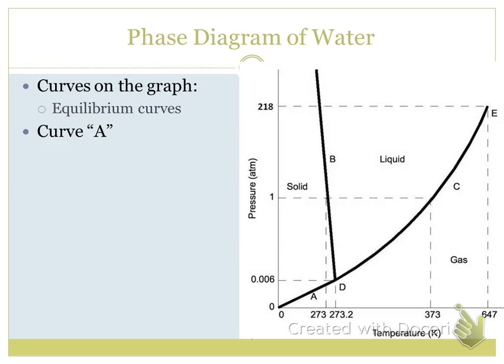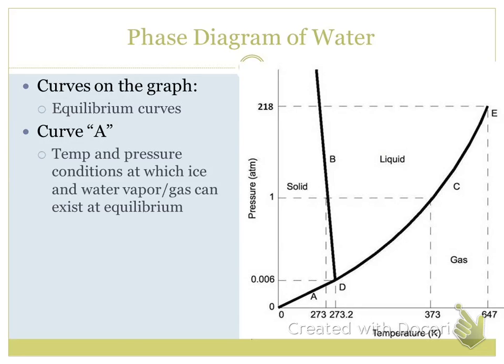Sublimation and deposition, those are the two. Is that what you said, deposition? Yeah. Those are the two things that go between a solid and a gas and a gas and a solid. Those would occur along this equilibrium curve of A. This is the temperature and pressure conditions at which a gas and a solid can exist simultaneously, at the same time, in equilibrium.